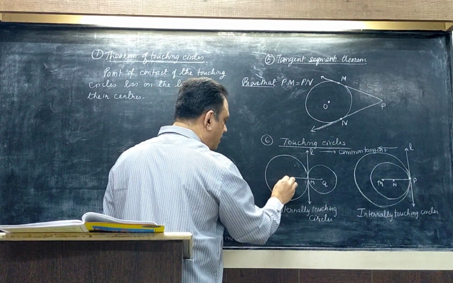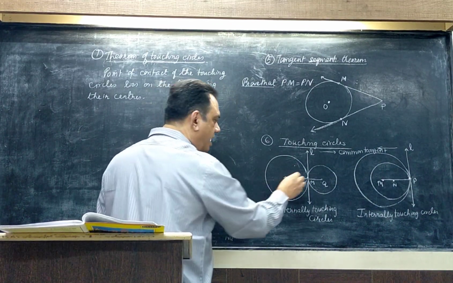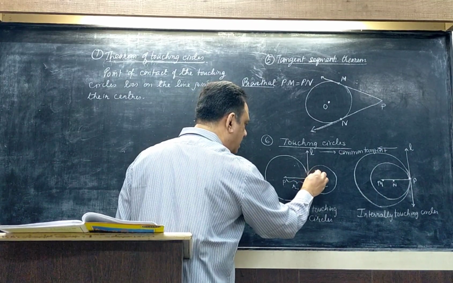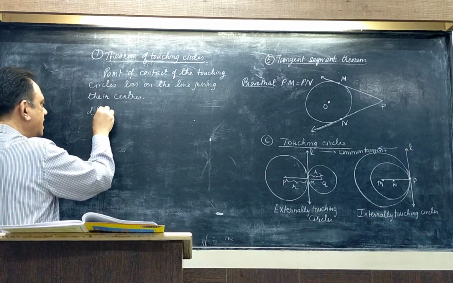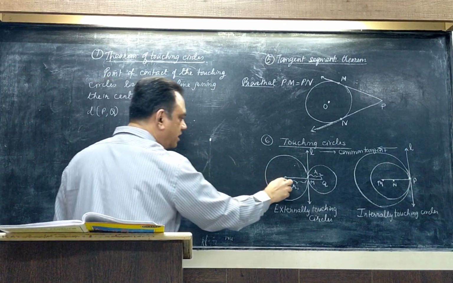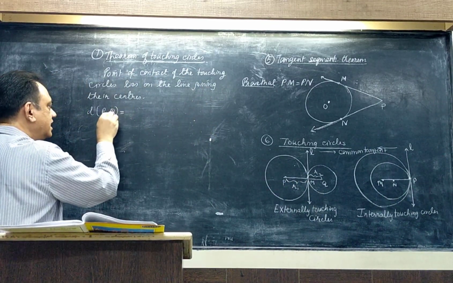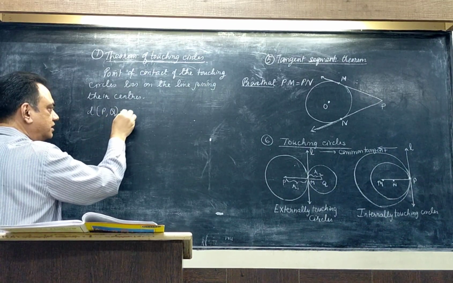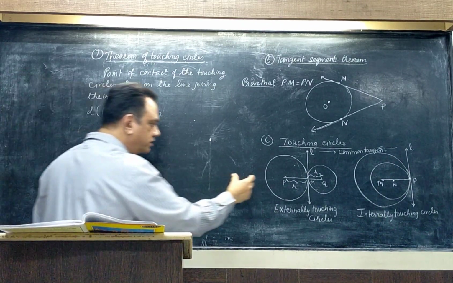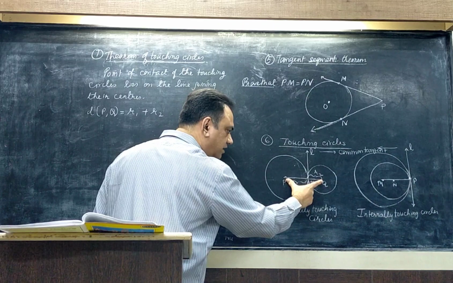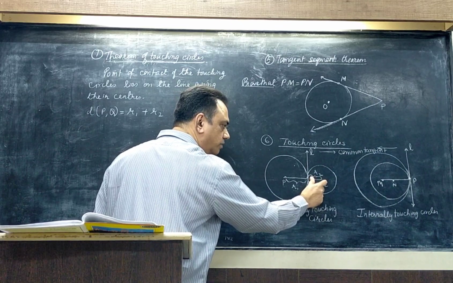That is why, if I tell the radius of this circle is R1 and the radius of this circle is R2, what will be the distance between P and Q in externally touching circles? As the points are collinear, I can say that the distance between the centers of the circles will be R1 plus R2. Very important. The distance between the centers of externally touching circles is R1 plus R2.